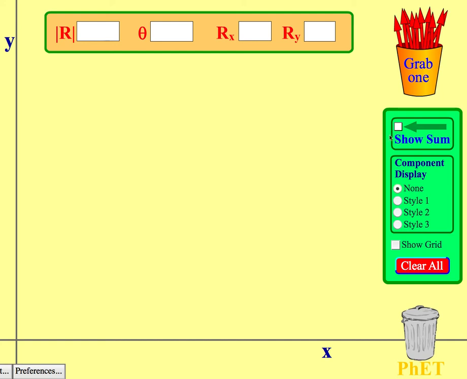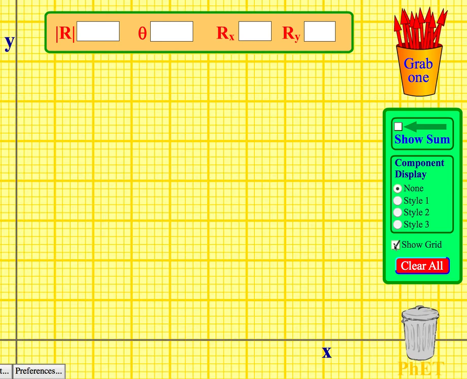So the first thing I would recommend that you do is always to show the grid. That way it would be easy for you to know what's going on. So here is a grid. And then all you have to do is just click and hold and drag a vector anywhere. It doesn't matter.